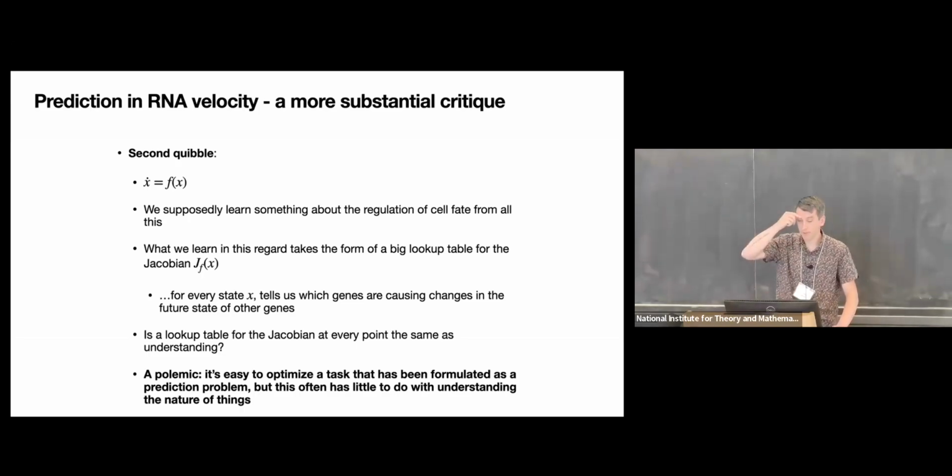So supposedly by learning this function f, we're going to be able to learn something about what regulates fate. And in particular, that takes the form of looking at the Jacobian of this function. It tells you in every single state that we could imagine, at least that we've fit somewhere in the neighborhood of the cloud of points that we've observed, which genes are causing changes in the future state of other genes. That's the form of understanding of regulation that immediately pops out of this framework: we end up with a big lookup table over the Jacobian, because it's different everywhere in space. It says if you're in this gene expression state, gene A is causing gene B to go up. And if you're in a different gene expression state, the regulatory relations are a little bit different. And you end up with a big lookup over the Jacobian everywhere in space.